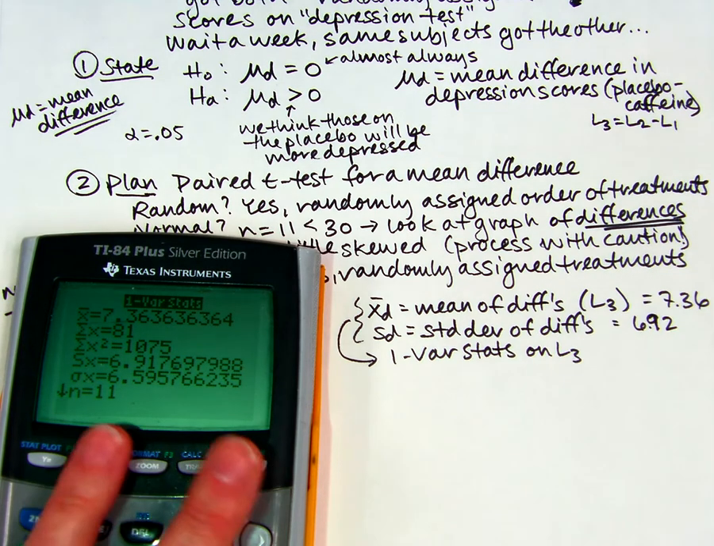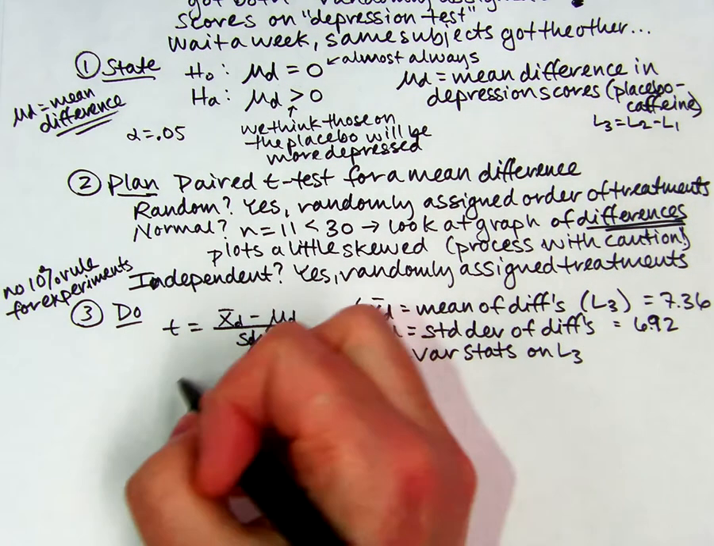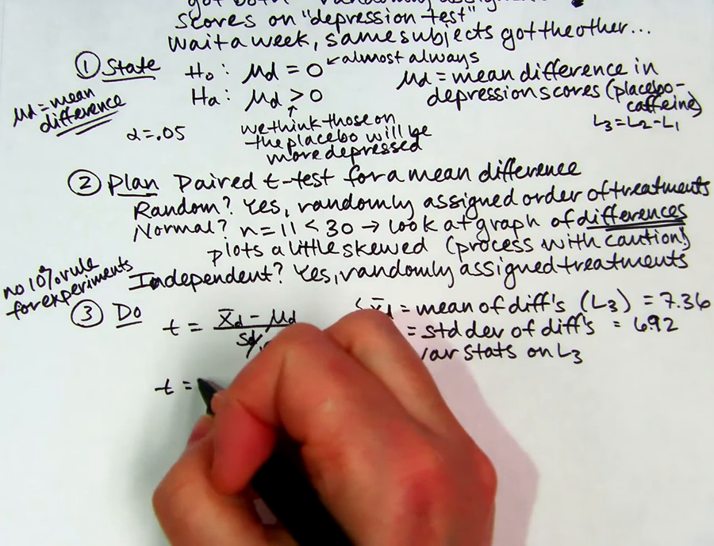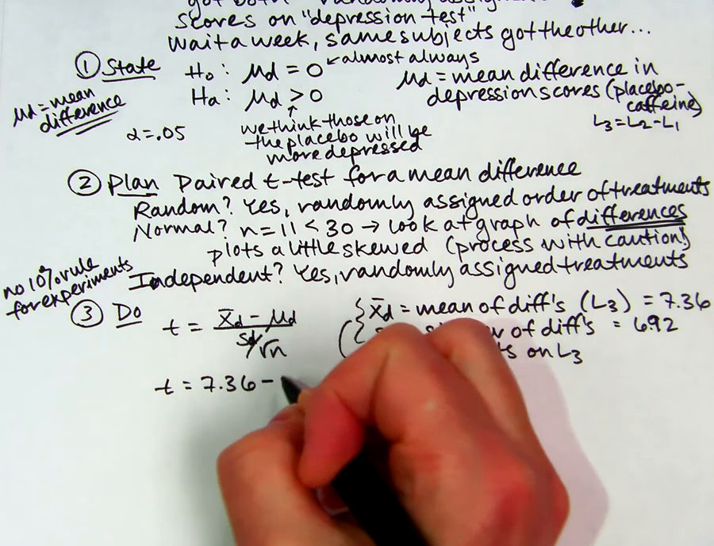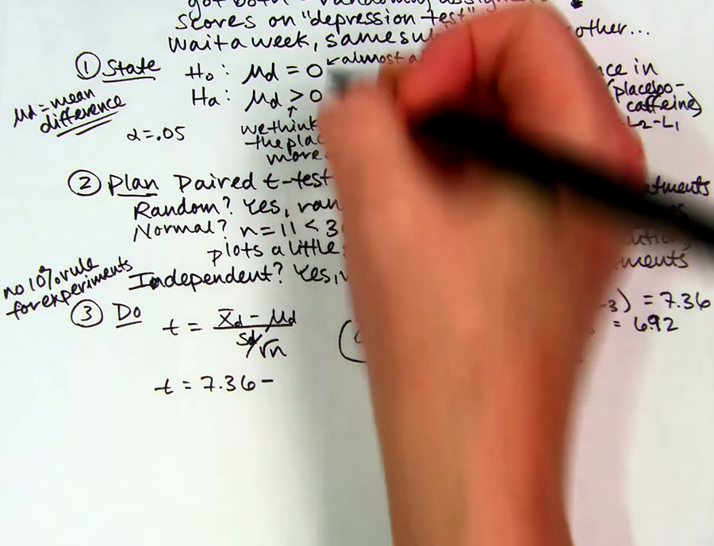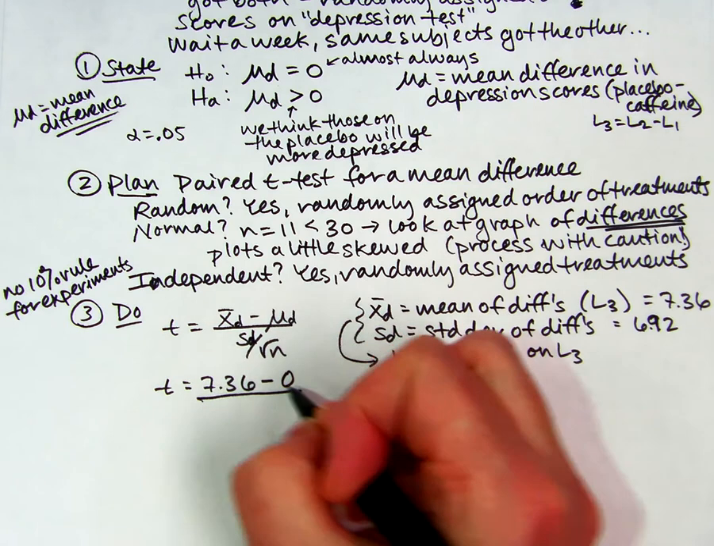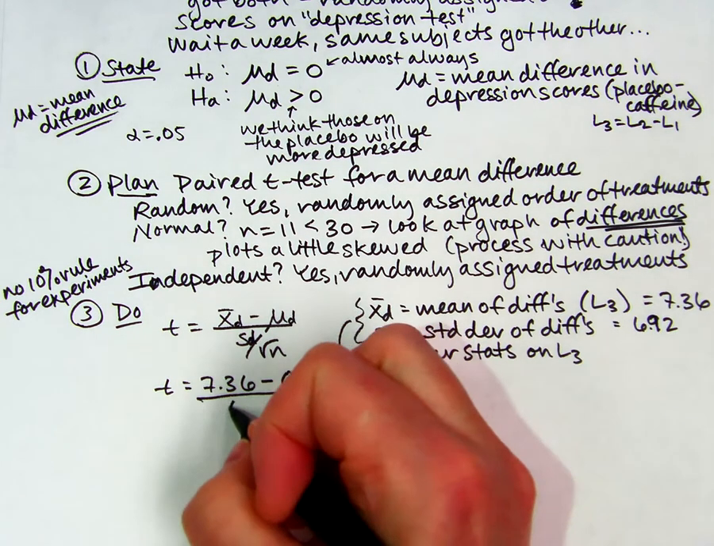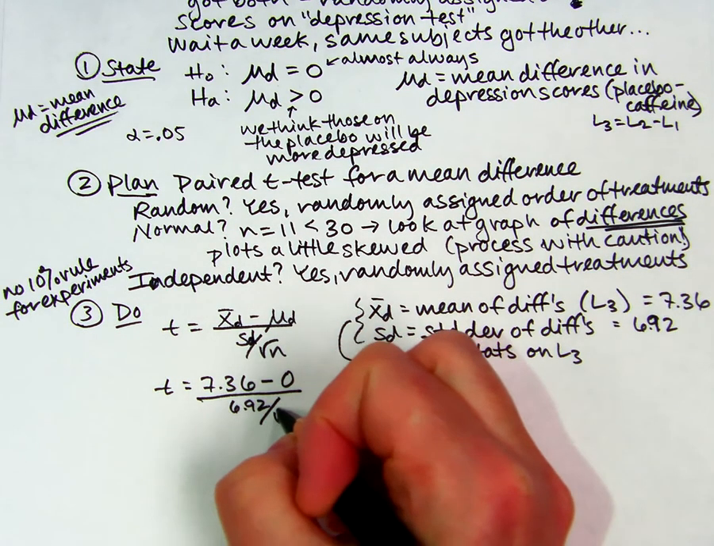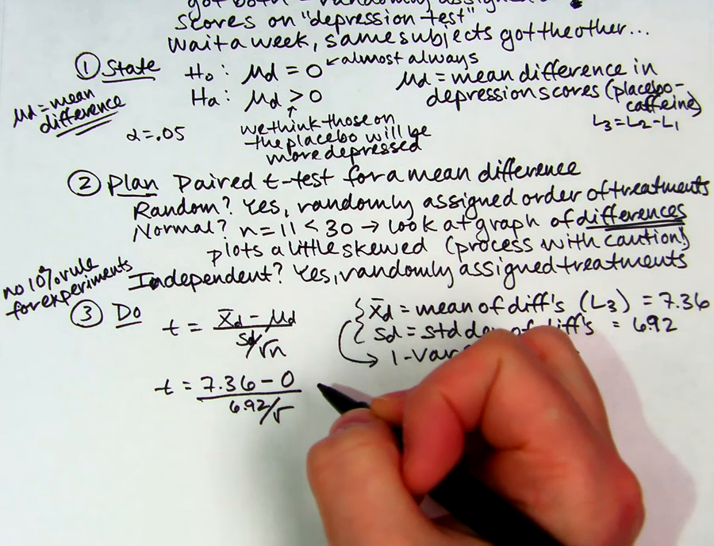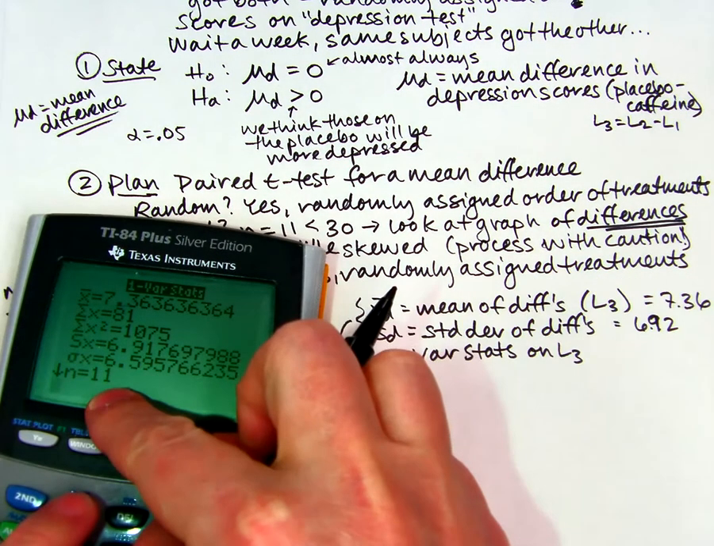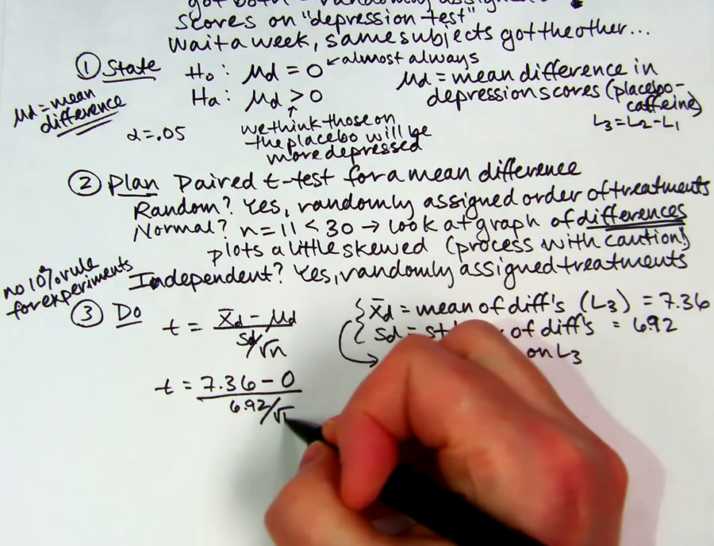And we're going to use those. All right, so my t is 7.36 minus my hypothesized mean, which was 0. You could leave off the minus 0 if you wanted to. Then I have my 6.92 divided by the square root of my sample size, which is 11. By the way, one variable stats tells me that also, just in case I didn't know.